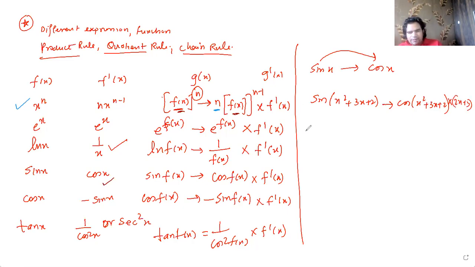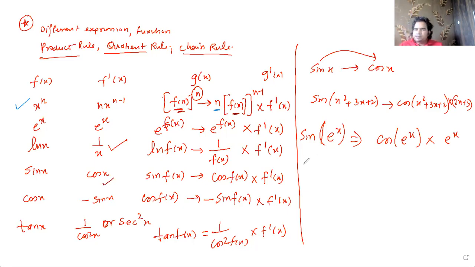Like for example, if I have sine of e to the power x. Here e to the power x is the child function. It will be cos of e to the power x. First step is sine changes to cos, you can see. Sine of x is cos of x, into the derivative of the child function, which is e to the power x.